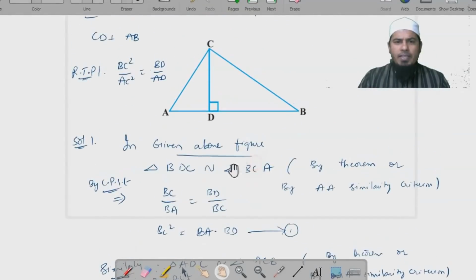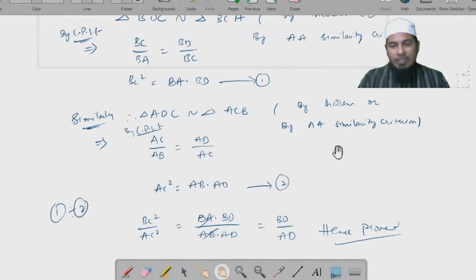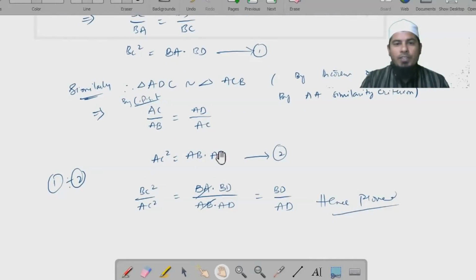Then similarly, triangles ADC and ACB will be similar, either by the theorem or you can prove it by a similarity criterion. Just by the theorem is also correct, because in a right angle triangle, if you draw a perpendicular from the vertex where the right angle is to the hypotenuse, then it is divided into two similar triangles. We have learned the theorem in the textbook. So here again, by CPST, AC divided by AB is equal to AD divided by AC, cross multiplication gives the second equation. Because BC square by AC square is needed, when we divide, AB and AB get cancelled, we are left with BD by AD, hence proved. Let us go to the next question.